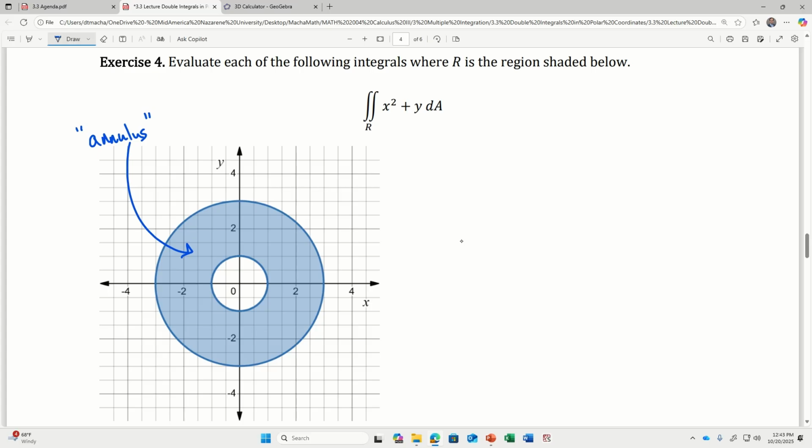But how do we do this? Again, the big clue here is that this domain of my integral is radially symmetric about the z-axis. So instead of using rectangular coordinates, I want to use polar coordinates. I want to make this double integral only in terms of r and theta. What should I write for my integrand? What do I write on the inside?